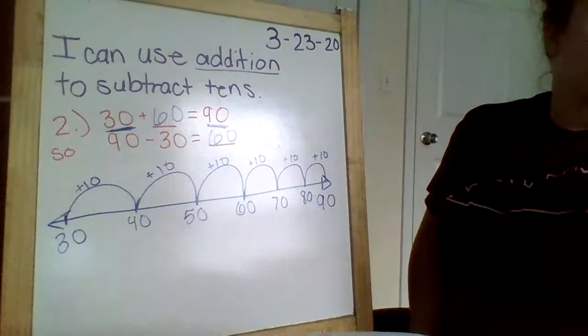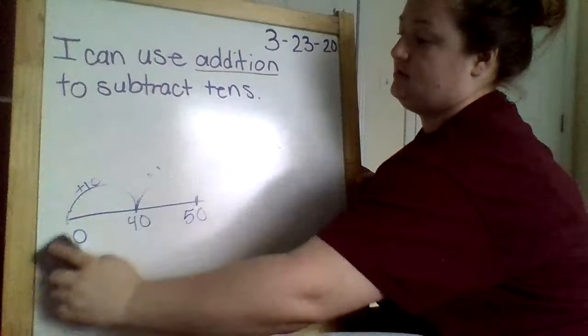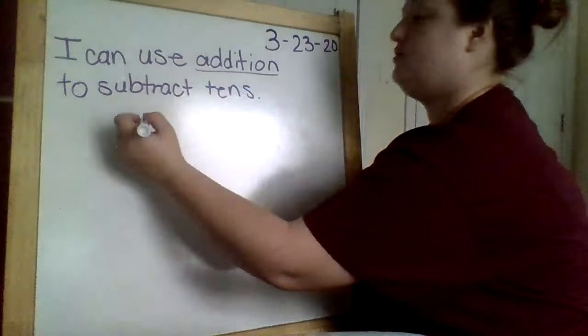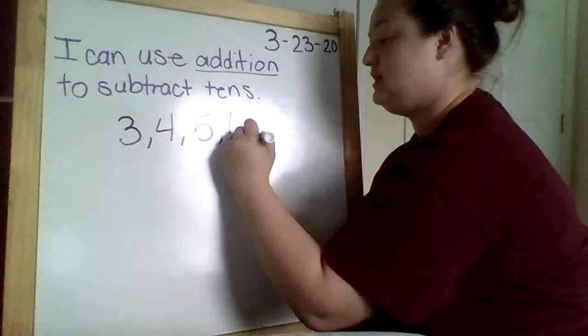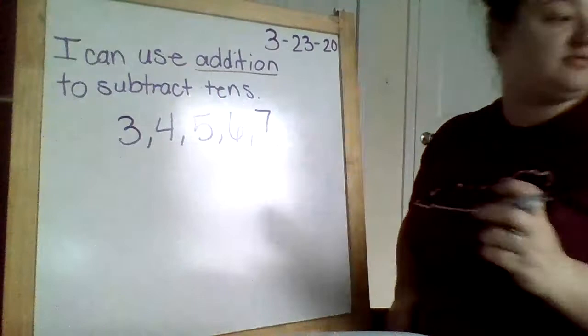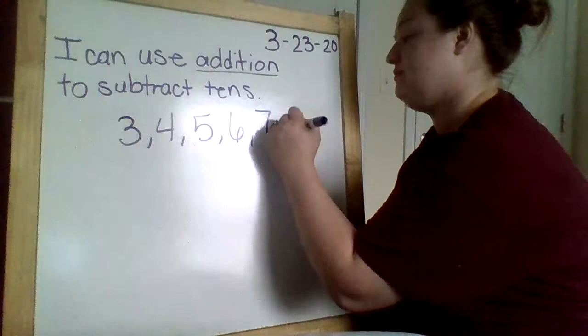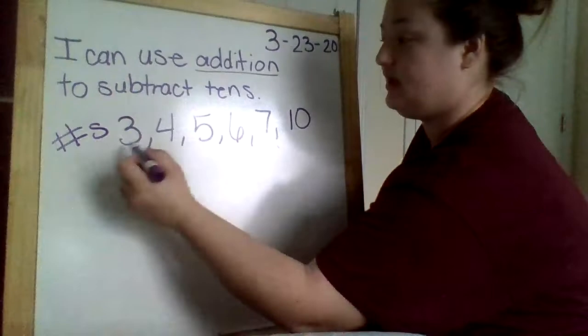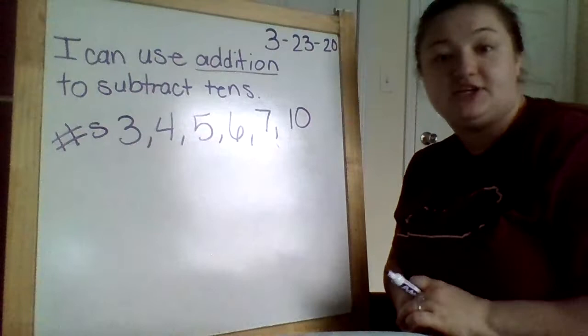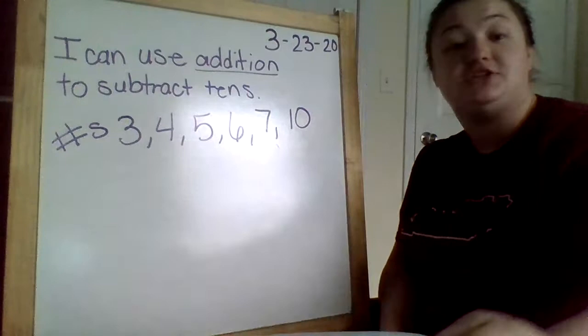For independent practice, let's do numbers 3, 4, 5, 6, 7, and 10. So you're going to do all of these. And then once those are finished, you're just going to have your parents send me a copy of it so I know that you've done it. And then make sure you do the quick check, okay? If you guys have any problems or you need anything, just let me know.